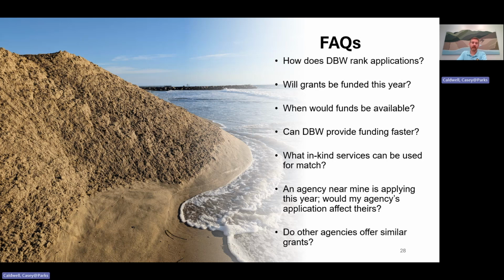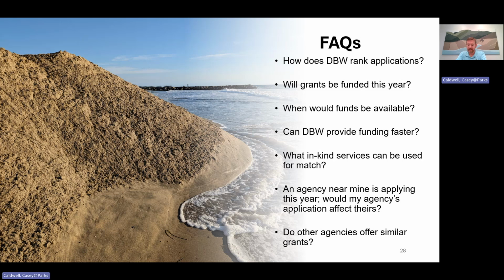What in-kind services can be used for match? The rule of thumb is if the service is part of the project budget, it can probably be credited, but if it's not included in the project budget, it probably can't. And we can only count matches contributed during the grant project performance period, nothing before then and nothing after.